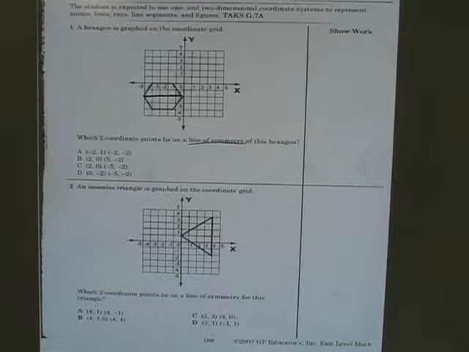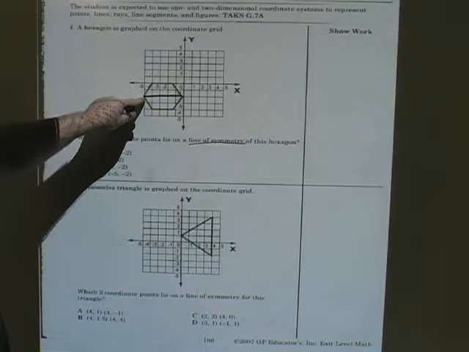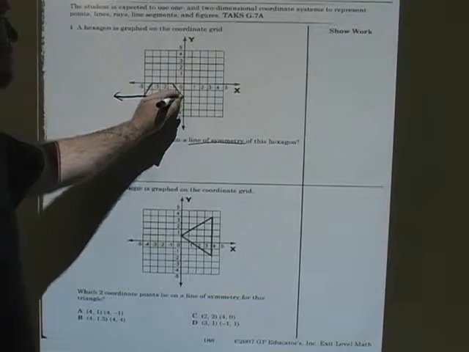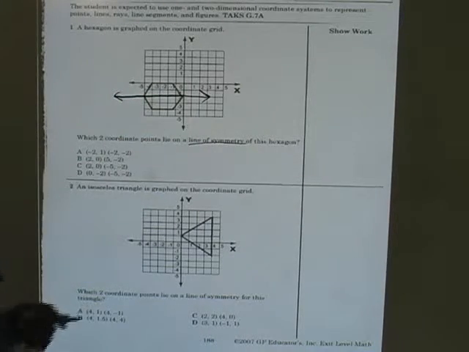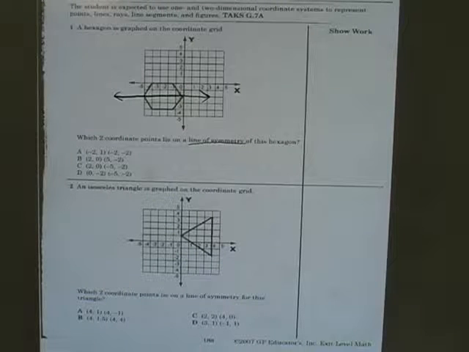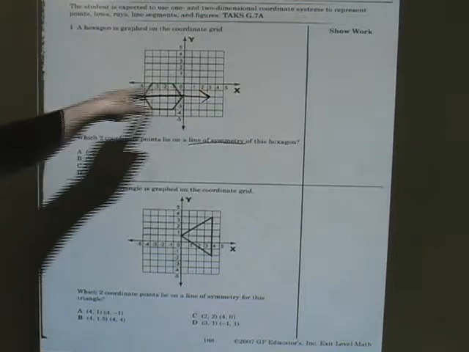Now, it's important to remember what a line is. Okay, a line does not stop here and here. It keeps going both directions. So you want to think of that as a line that continues in both directions. And now we need to find two coordinate points that lie on that line. So basically what you need to do is go through these answer choices and graph them until you find a pair that are both on this line.